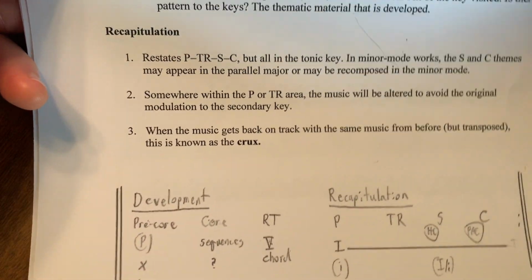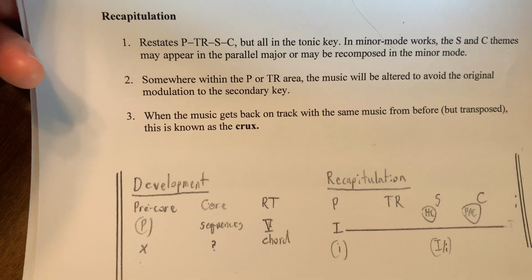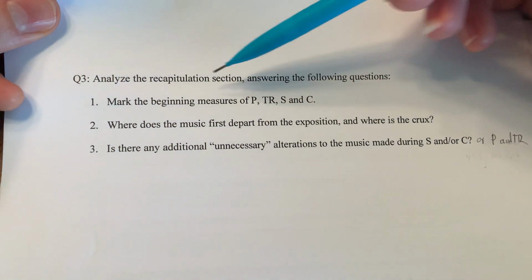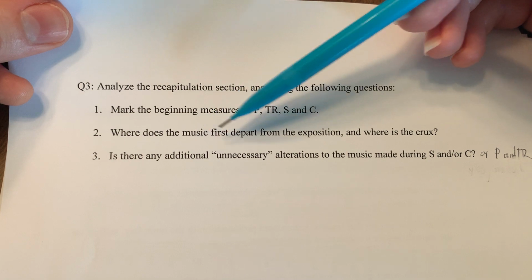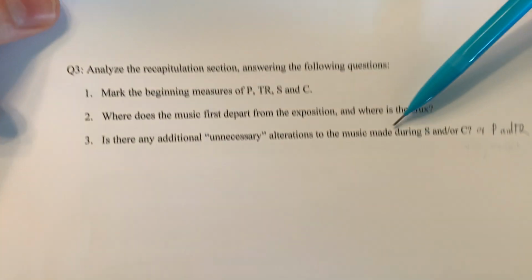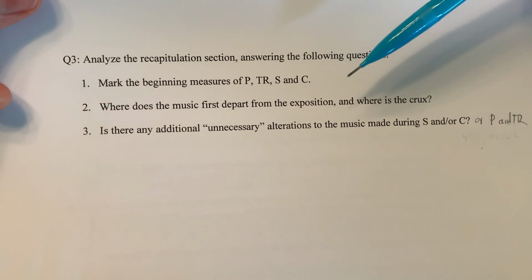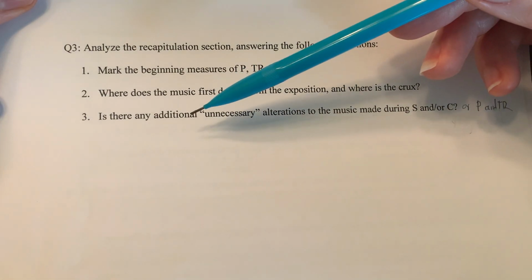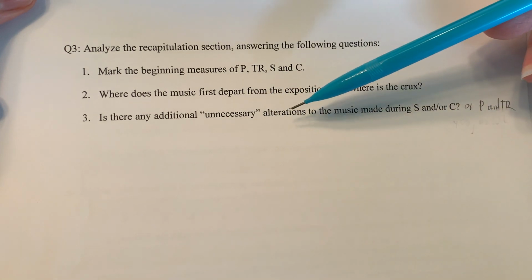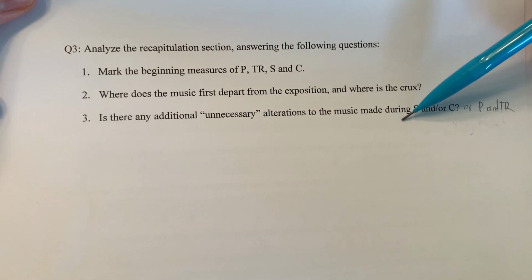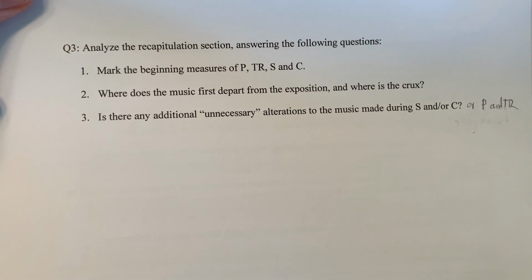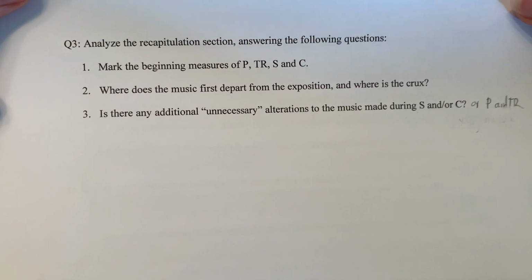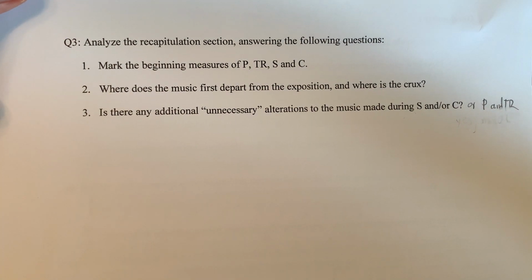So now that we've talked about that, go ahead and listen to the recap and answer the questions that I have. Just mark the beginning measures. I hope you didn't write down what I just showed you. Then listen for where it departs from the exposition, and where is the crux? Be careful, sometimes there are small departures. Then ask yourself, is there any additional unnecessary alteration made to the music? These usually happen during S or C, but here it's actually going to be within P or the transition. There are going to be some unnecessary alterations. Go ahead and give it a listen, and then come back and we'll talk about the answers.